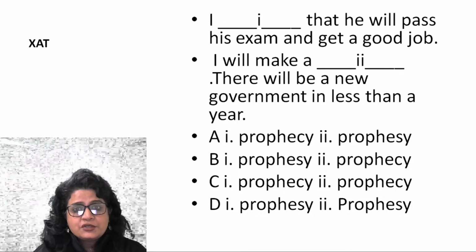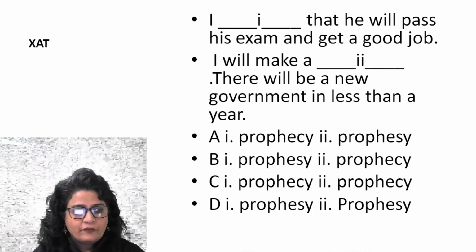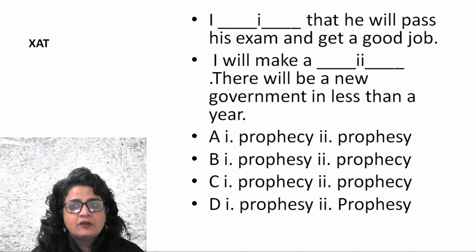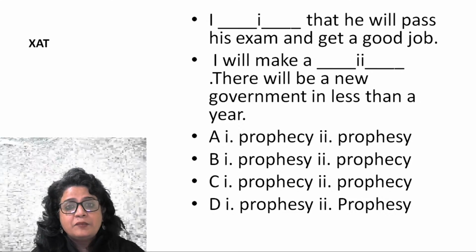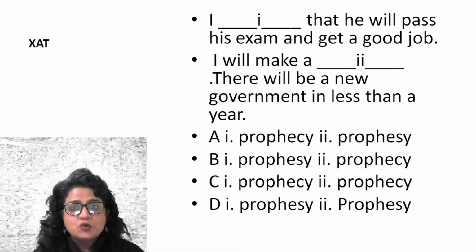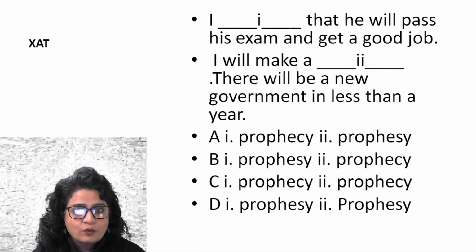Now, dash, I dash that he will pass this exam and get a good job, right? So I forecast that he is going to pass the exam and get a good job. I need a verb here, right? So the verb is P-R-O-P-H-E-S-Y. So with that, I'm left with two options only, B and D, because A and C are using a noun.